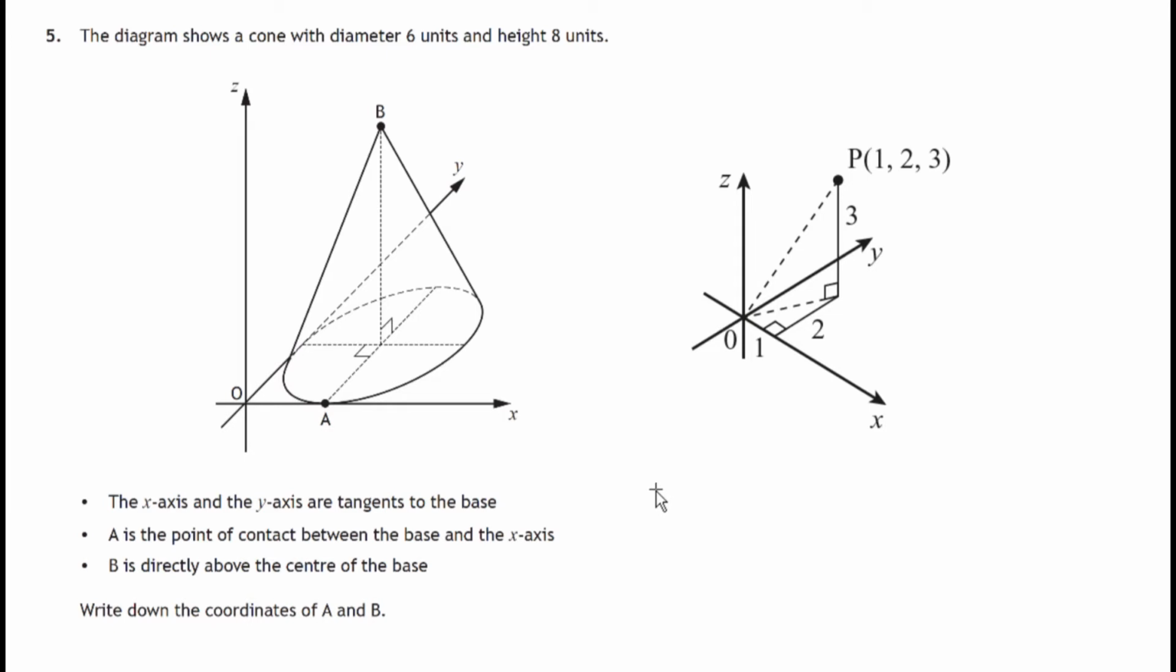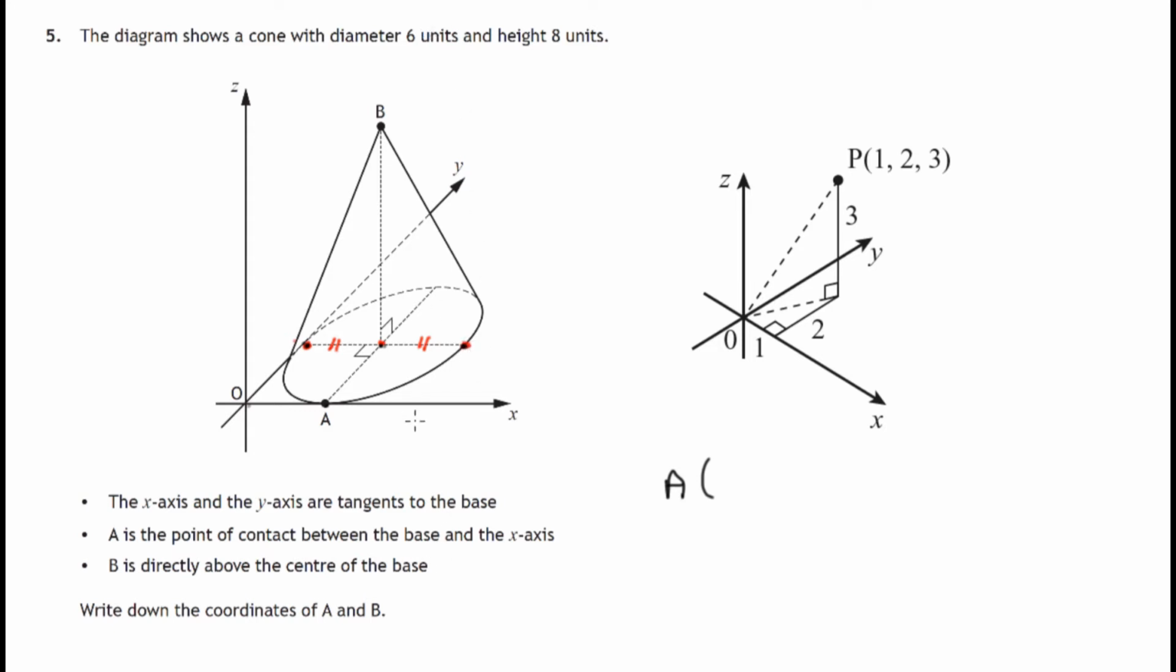So in particular, let's get to the point A. X coordinate. How far to get to the point A do we need to travel parallel to the x-axis? Well, that's that distance from there to there. Same as the distance from there to there. And you'll notice that that's half the distance across the base of the cone. Remember that the centre of the circle, that is the base of the cone, is halfway along that diameter.